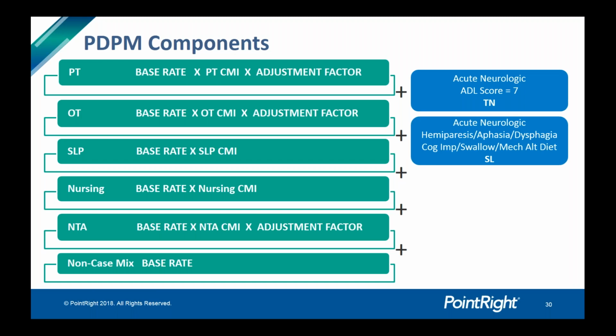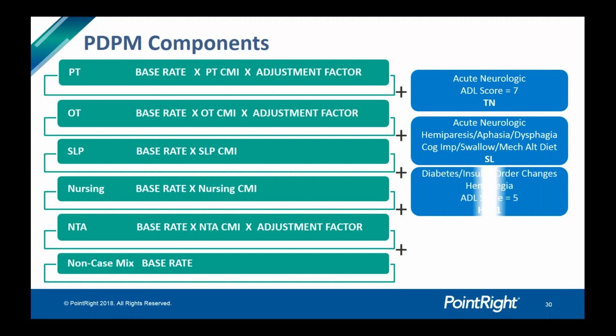Next, we have the speech. Now, there's a lot going on in that speech language pathology piece. She's got the acute neuro clinical category. Also, all of those things that we checked off: hemiparesis, aphasia, dysphagia, cognitive impairment, swallowing problem, mechanically altered diet. All of these pieces put together with the clinical category and 3 or more comorbidities puts her into the SL category. So those comorbidities add up, because if there were fewer comorbidities, she might be in a lower category.